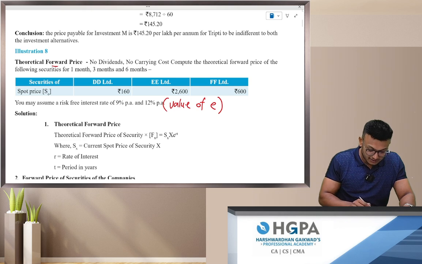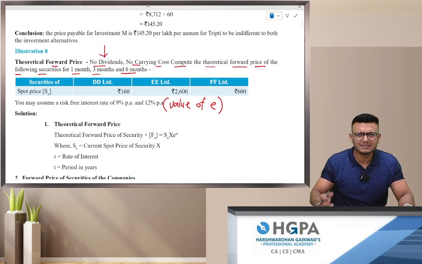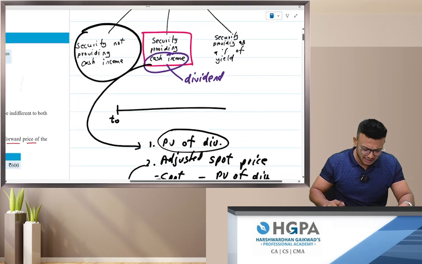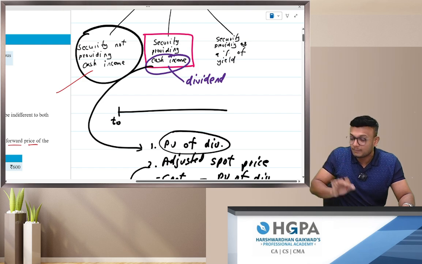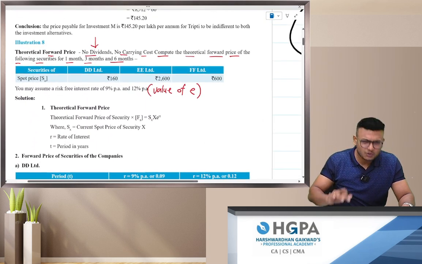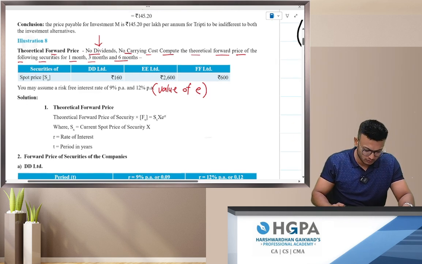Theoretical forward price, that is the theoretical market price, no dividends, no carrying cost. Compute the theoretical forward price of the following securities for 1 month, 3 months, and 6 months. So basically, if they are talking no dividends, it's a very simple question for us. This one falls in the first bracket, security providing no cash income, so no dividend. What we have to do is simply compute the forward price.